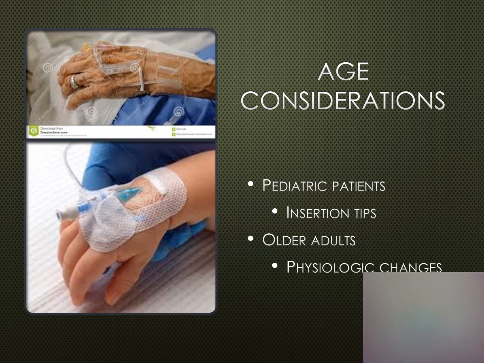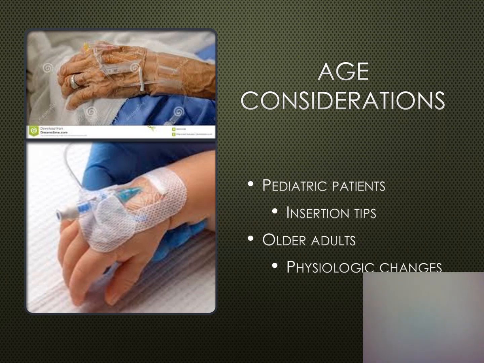With the neonates and the very small infants, we may be able to utilize the umbilical cord, and we can also use the large saphenous, the superficial temporal, the external jugular, popliteal, and axillary veins.